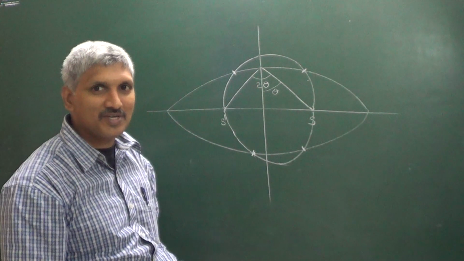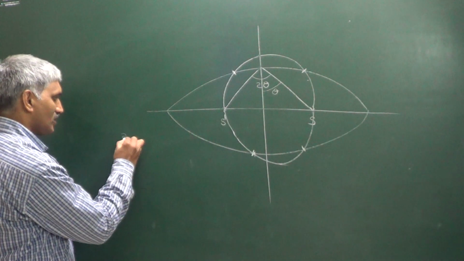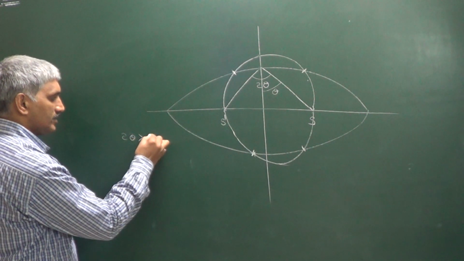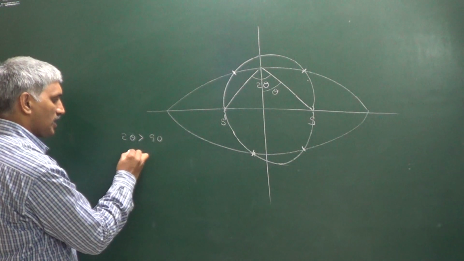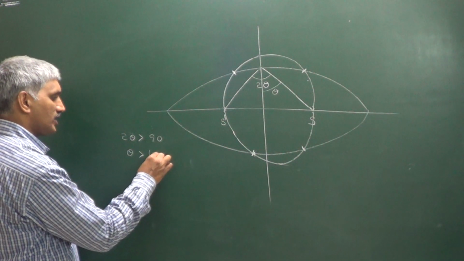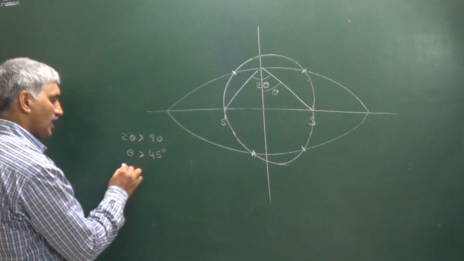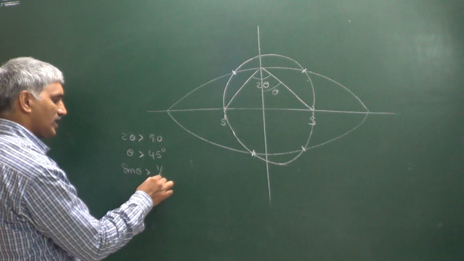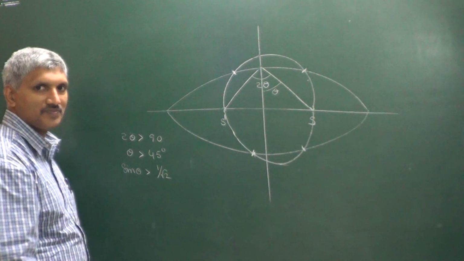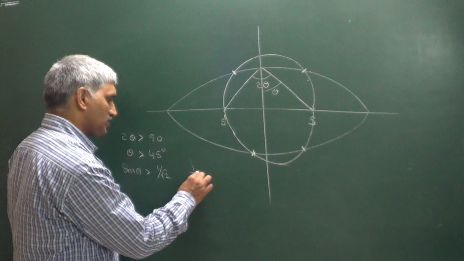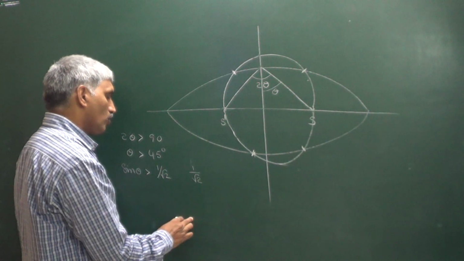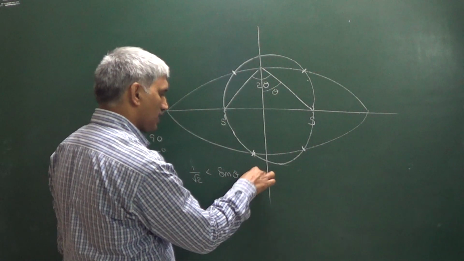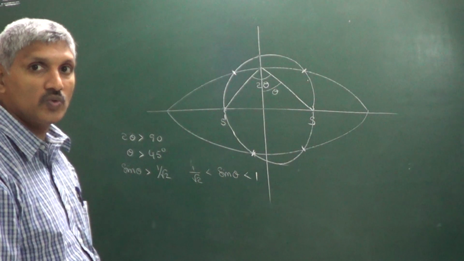So that's why, with the information we have, 2 theta is more than 90 degrees. 2 theta more than 90 means theta is greater than 45 degrees. Theta greater than 45 degrees means we can say sin theta is greater than 1 by root 2, right? So we got the information that the sin theta value is more than 1 by root 2. Obviously, the value of sin theta is less than or equal to 1.